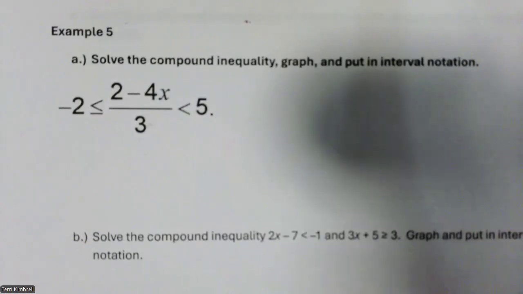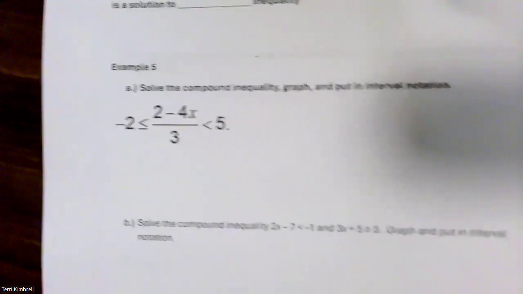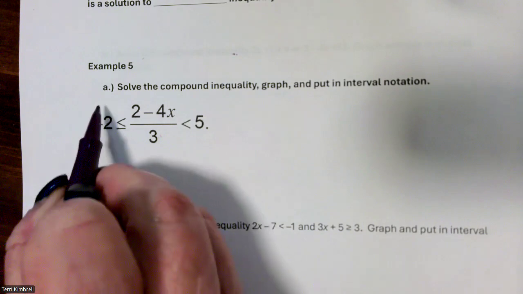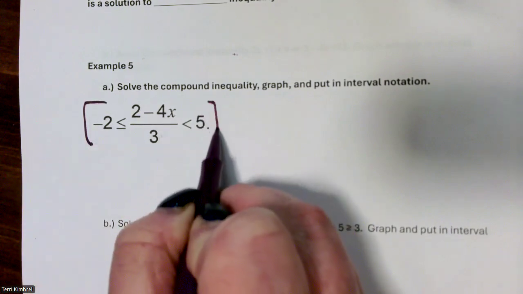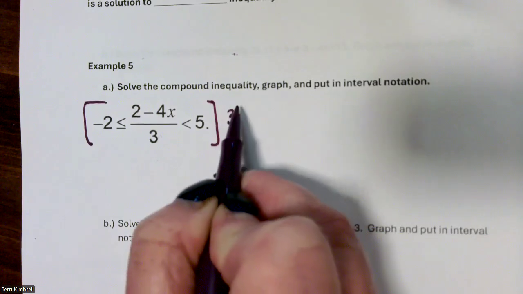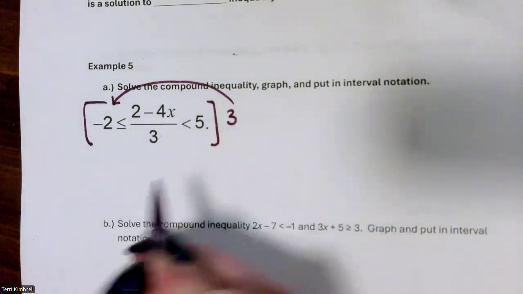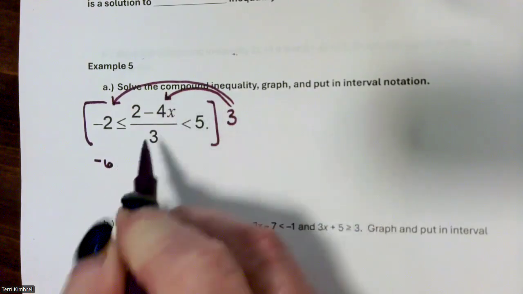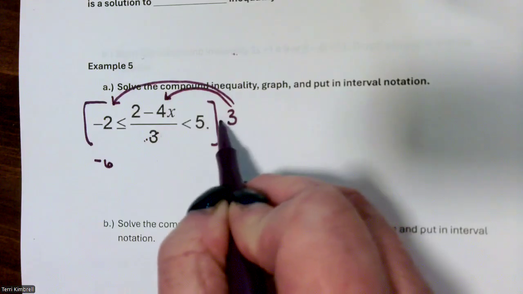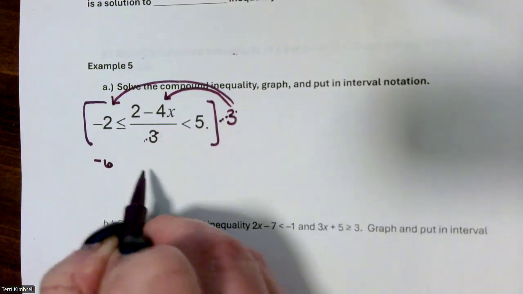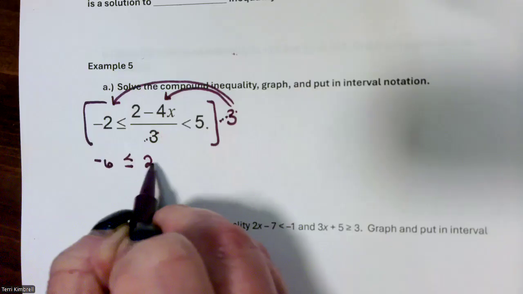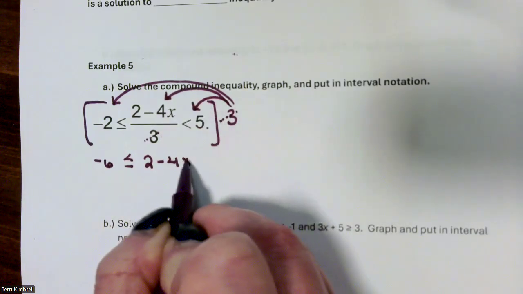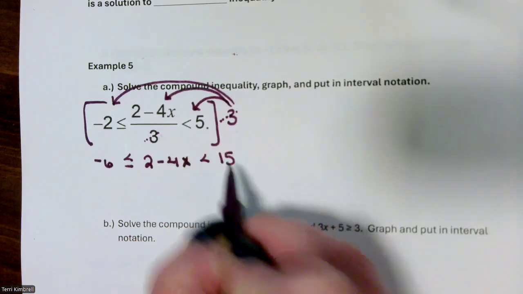So as we go to example 5, we're going to, first off, try to get rid of the fraction here, which is dividing by 3. So I'm going to multiply everything here by 3. So -2 times 3 is going to be -6. This 3 right here is going to cancel out with that 3. So we're going to get less than or equal to 2 minus 4x. And then we have less than 15.